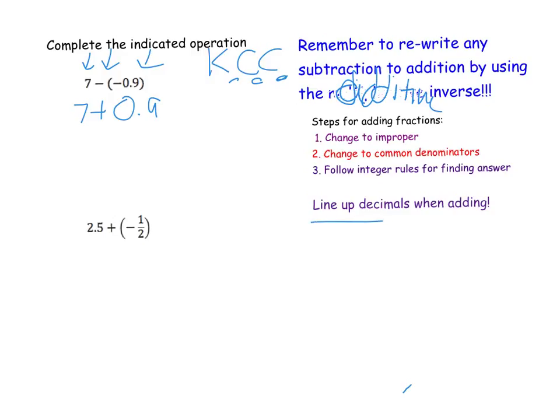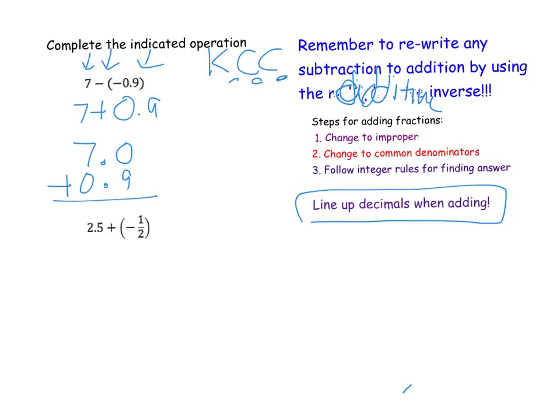Now, remember when you're adding or subtracting decimals, you line them up. You line up the decimals. So this is like 7.0 plus 0.9. So we end up with a positive 7.9.